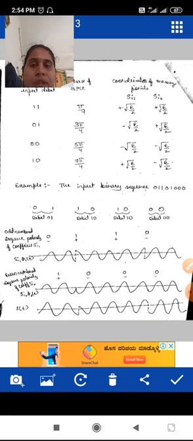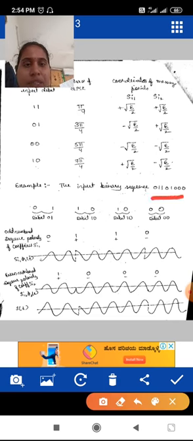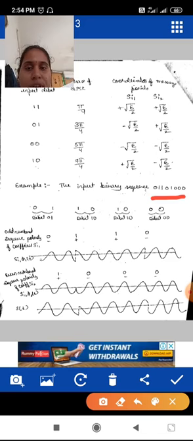Now an example: if the input binary sequence is as per the given example, what is done first is that the even bits and odd bits are separated. The odd number sequence is 0 1 1 0. So that is what is done, and with that we multiply phi 1 of t. So this is the output we are going to get.